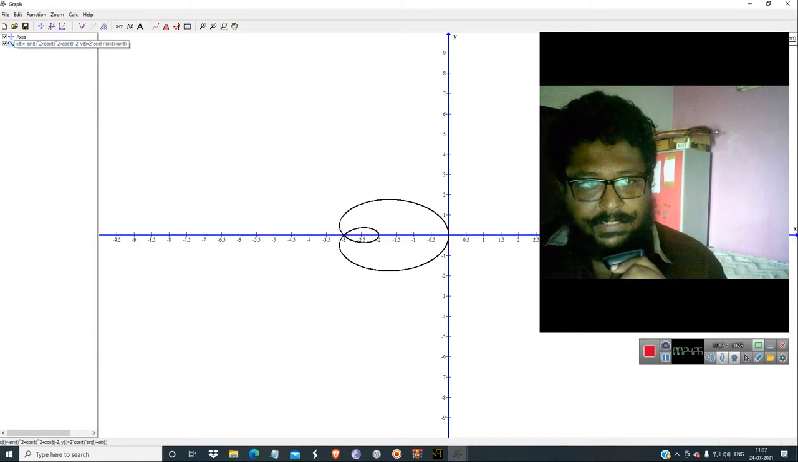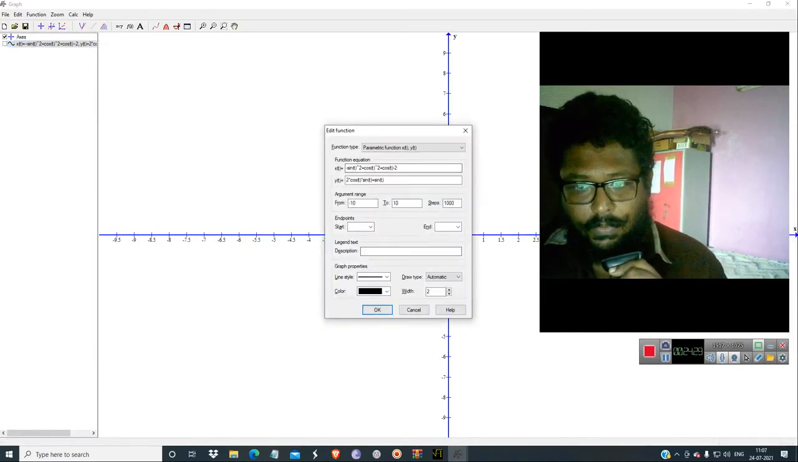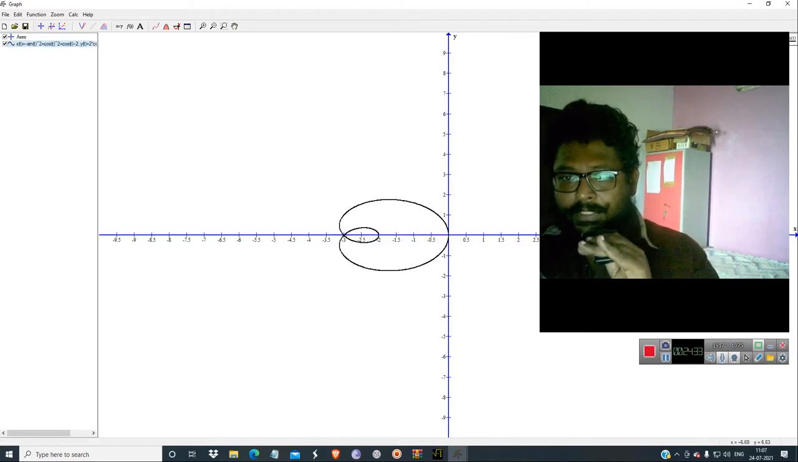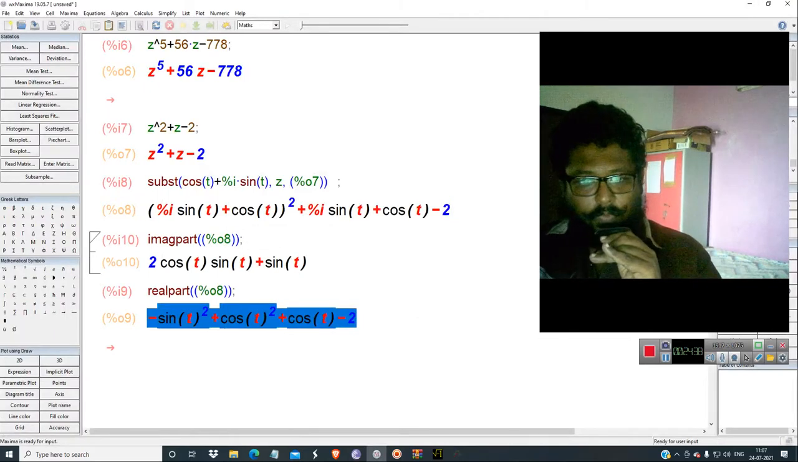Can you see it when I plot this function? Okay, you can see it. So when you put cos t and sin t, you get a wonderful function like this. These are the details I have given you so far.